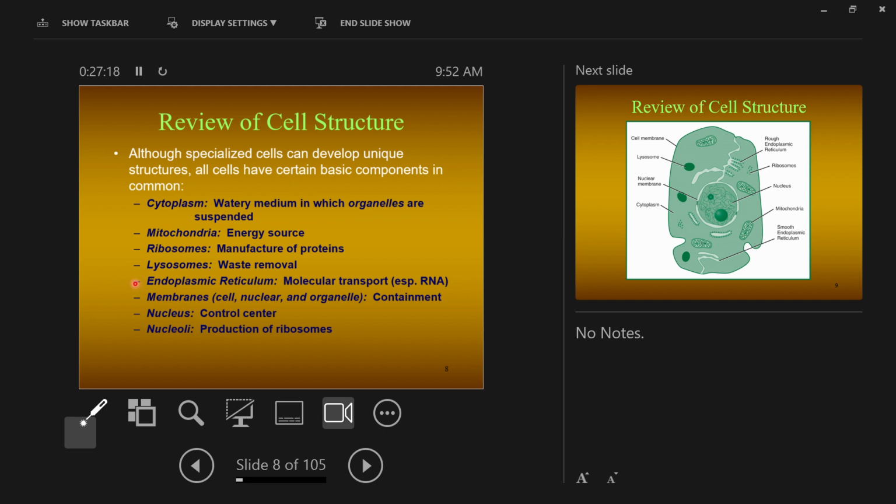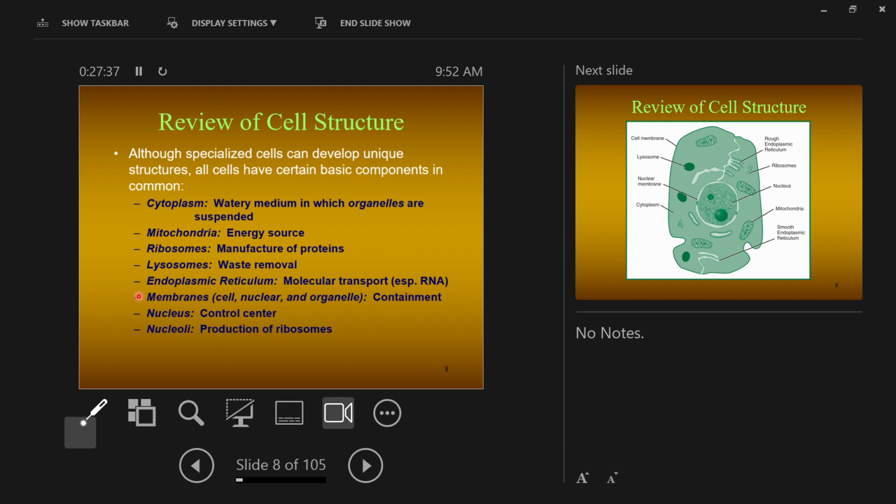Endoplasmic reticulum, big long term. It's really simple. It's about as goofy and simple as can be. It's a highway system. It's the system of tubes leading through your cytoplasm that lets things in and out of the cell. Highway system. Interstate.